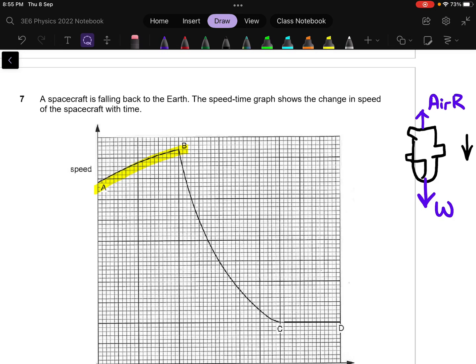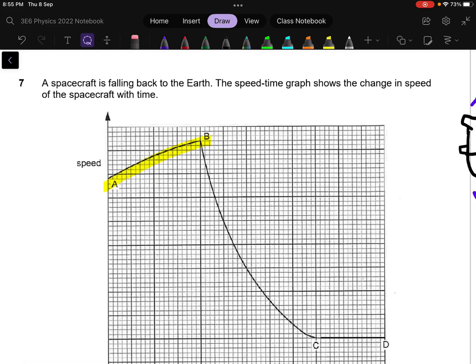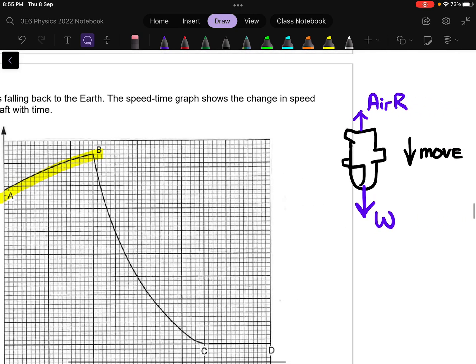So in this video, I'll be going through the Set 3 Express Pure Physics Term 4 2022 paper. This is the last question, question 7, and I'm combining knowledge from kinematics and forces into one question. Here I have a spacecraft falling back on Earth.